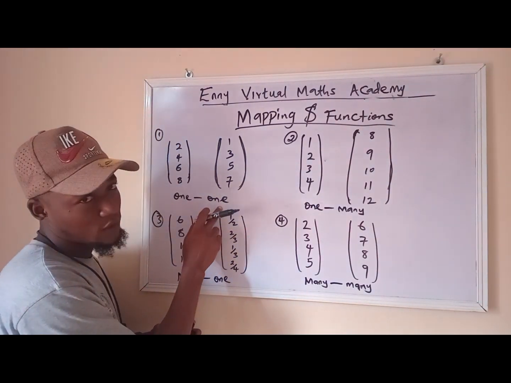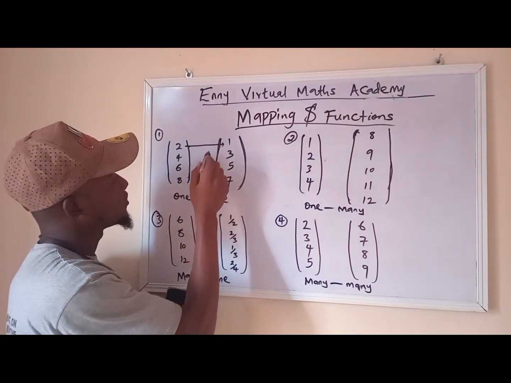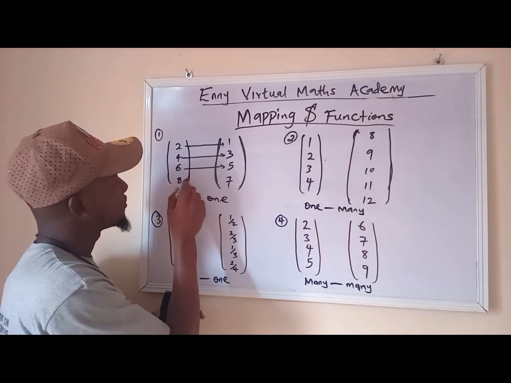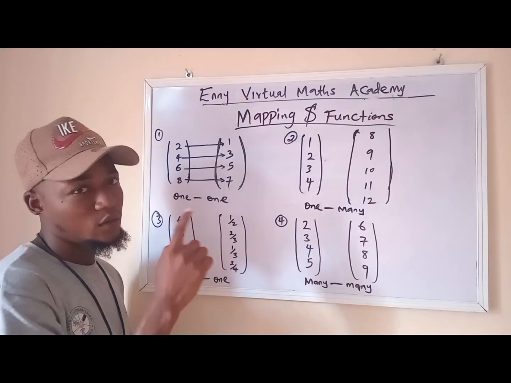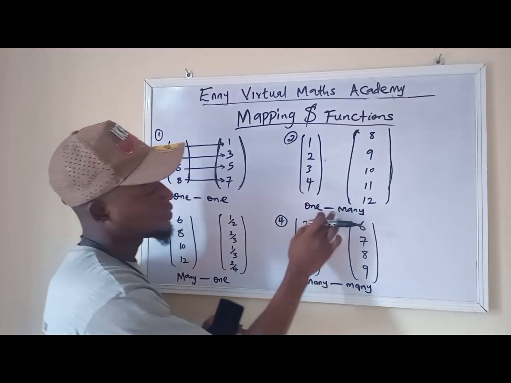Since this is one-to-one mapping, we have this to this, this to this, this to this, and this to this. That is 1, 1, 1, 1. That is what we call one-to-one mapping. Now let's talk about one-to-many.